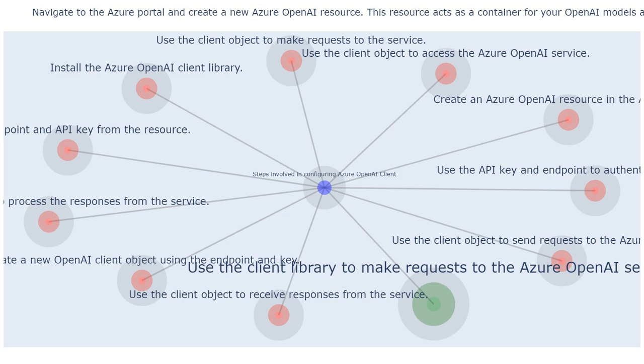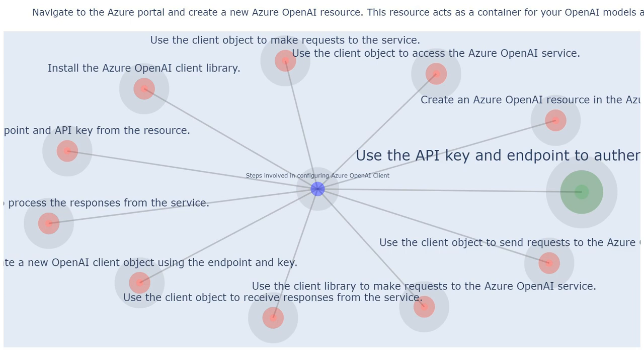Use the installed Azure OpenAI Client Library to make requests to the Azure OpenAI service. This library provides a high-level interface for sending requests to the service, simplifying the interaction with the underlying APIs. Use the API key and endpoint obtained from the Azure OpenAI resource to authenticate with the service. This ensures that your application is authorized to access the service and its resources.